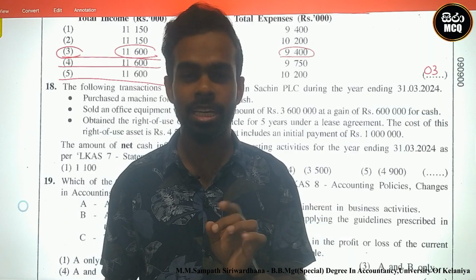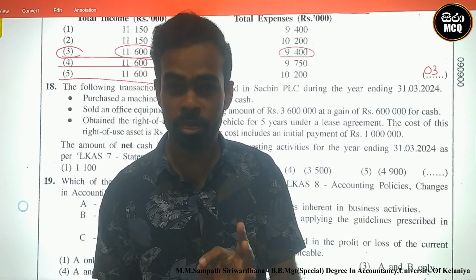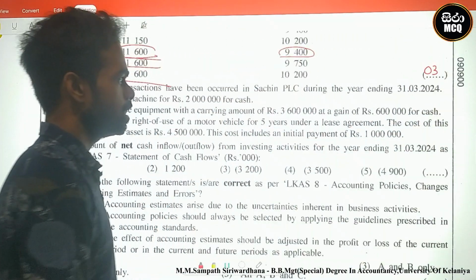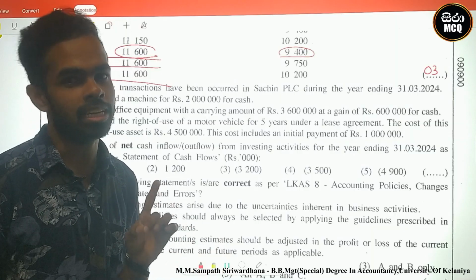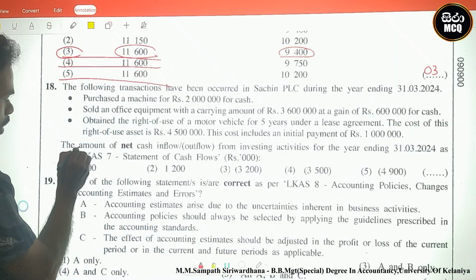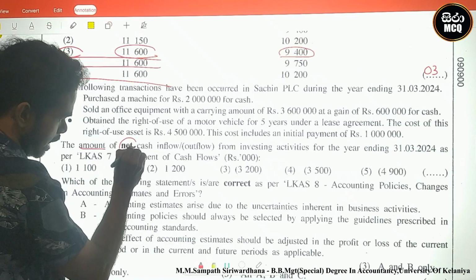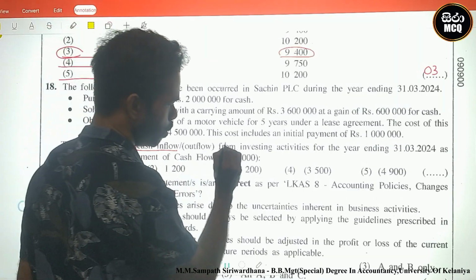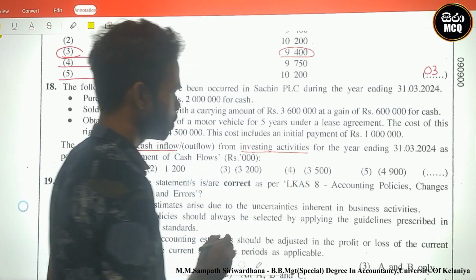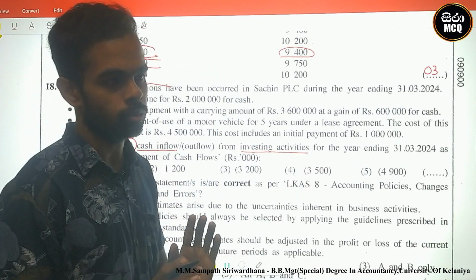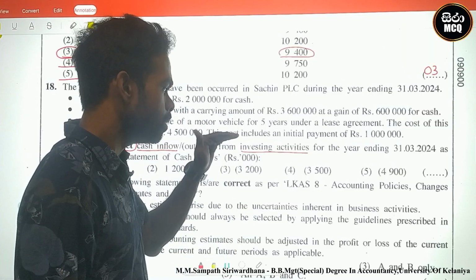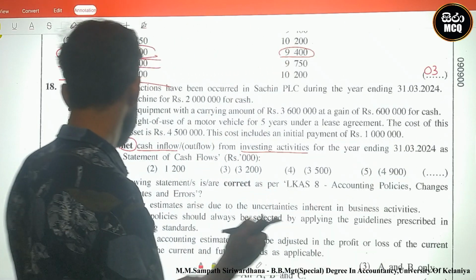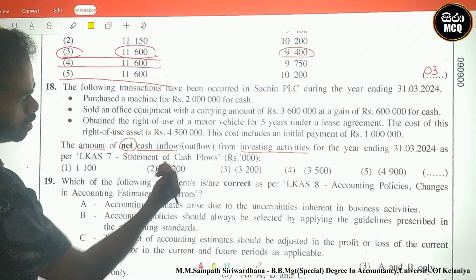Today we discuss the Advanced Level A-Level Accounting paper 2024, question number 18. What is the requirement of the question? This is an LKAS 7 cash flow statement related question. The requirement: the amount of net cash inflow or outflow from investing activities for the year ending 31st March 2024, as per the LKAS 7 statement of cash flows.